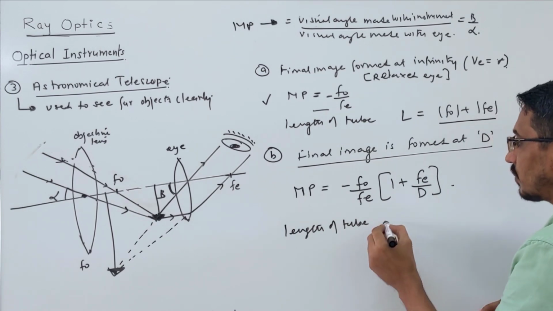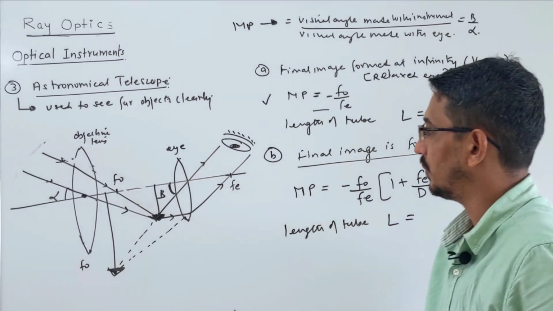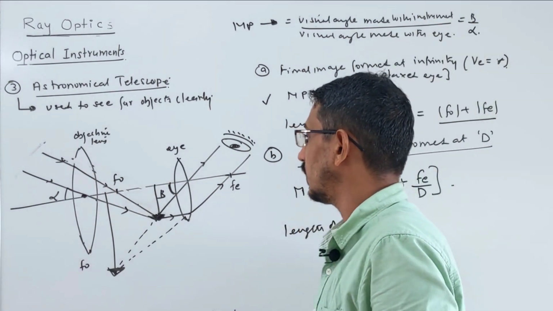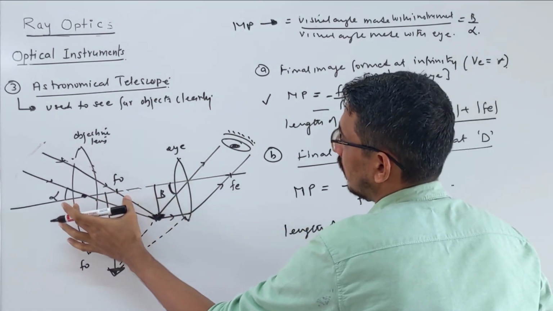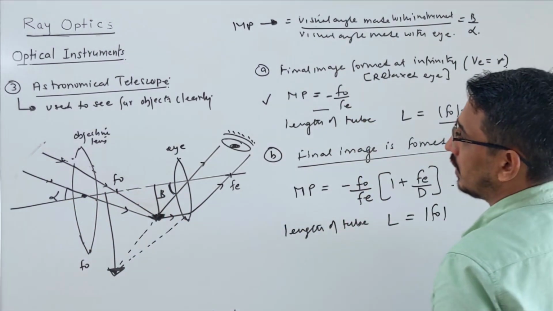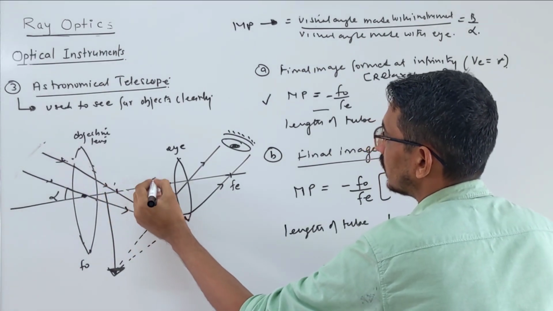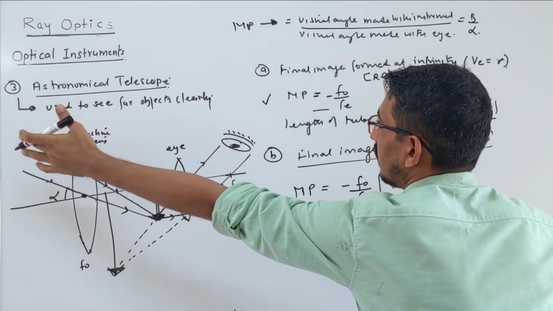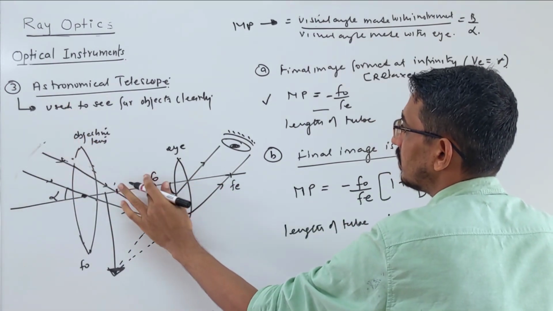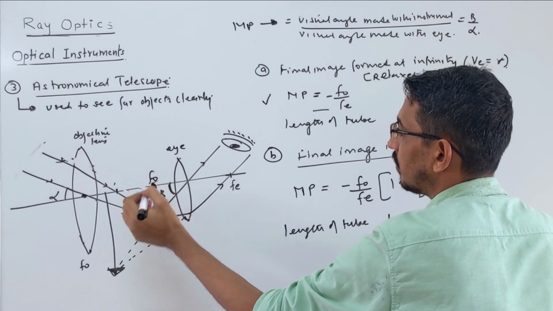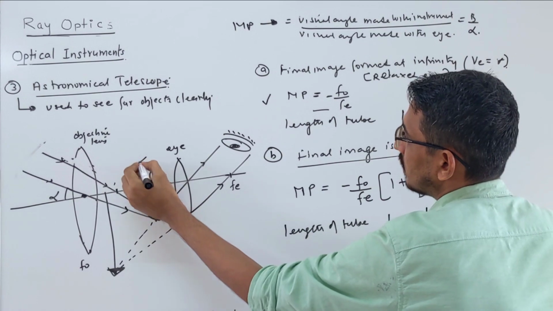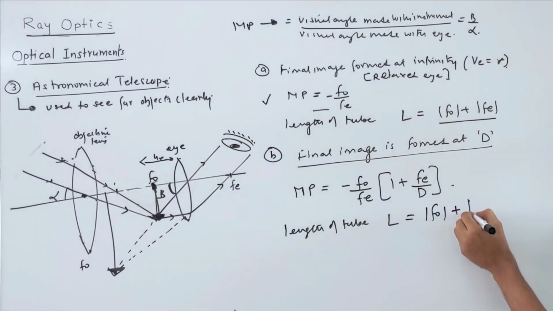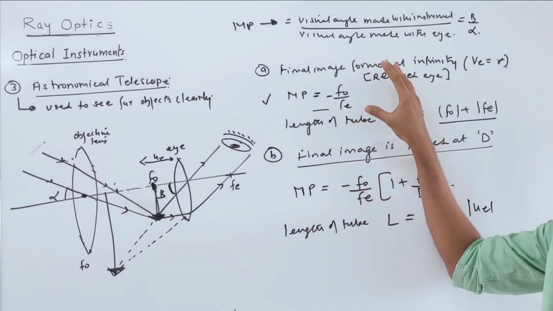The length of tube will be equal to L, when the final image is found at the distance of vision. Like we wrote there also, first the focal length. Actually I wrote it a little wrong here, this is your focus, because rays coming from infinity form the image at the focus. So this is f naught, please write it carefully. So f naught plus ue for your eyepiece, that will be your length of the tube. These are the two cases, and the main case is this one.